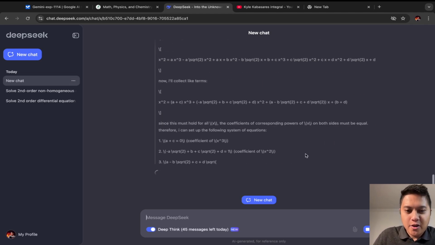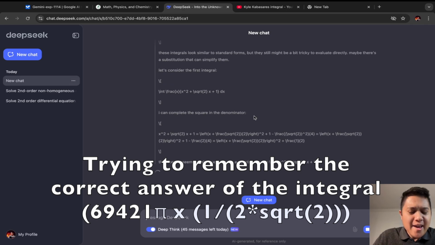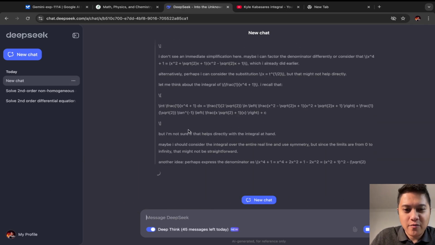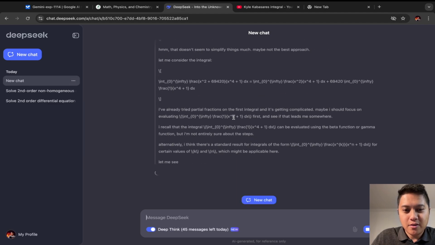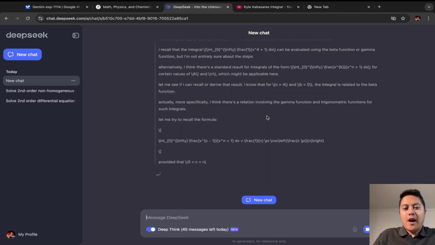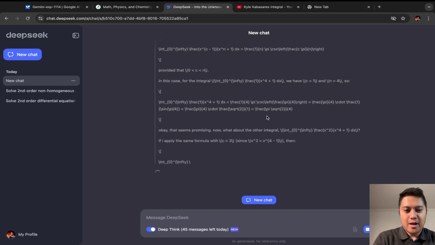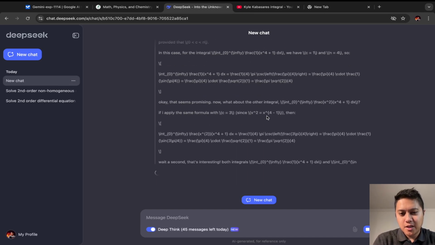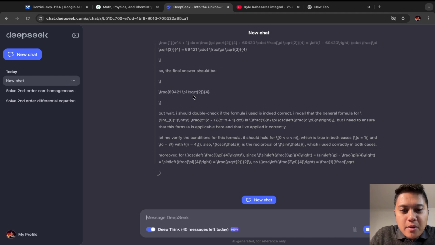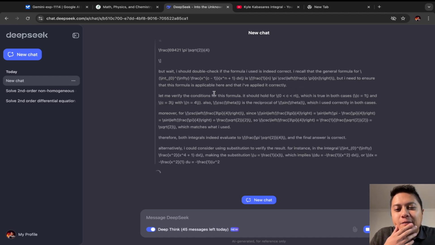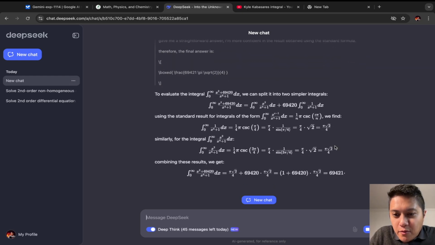And it's still going. I think it was like 69/421 pi over root 2, I think is the answer. It's still going though, it says here, but I'm not sure that helps directly with the integral at hand. Another idea, perhaps express the denominator as that, which is the difference of squares. Oh, okay. It looks like it's getting kind of stuck here. I think the goal of this integral was originally to use contour integration, but I think you can do it without it. I think O1 Mini proved you didn't have to use contour integration to get this. Oh, whoa. Did it get it? Wait a minute. 69/421 pi square root 2 over 4. Wait a minute. Oh, I think it's off by like a factor of 2 here.